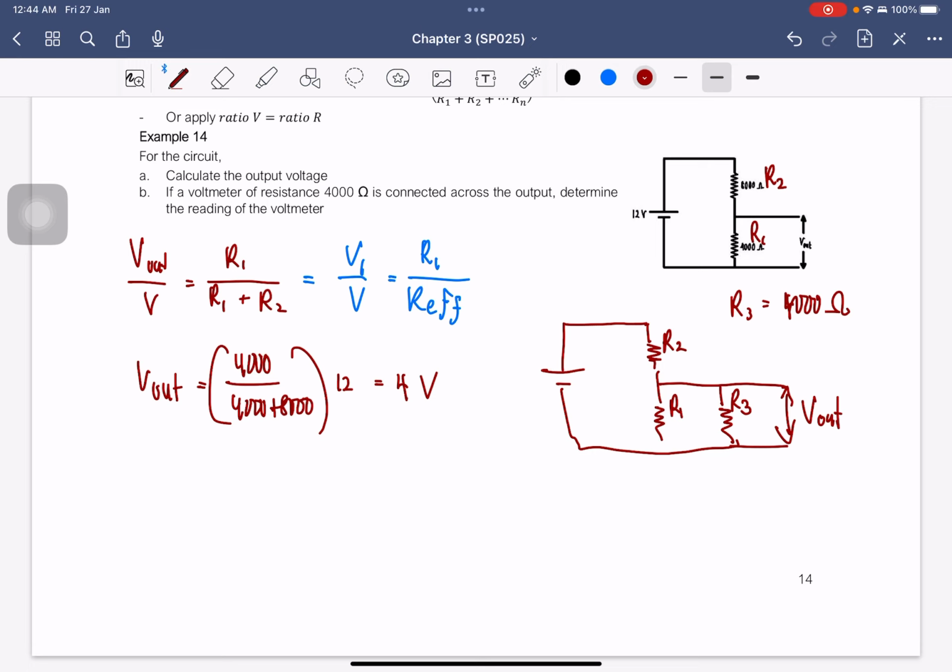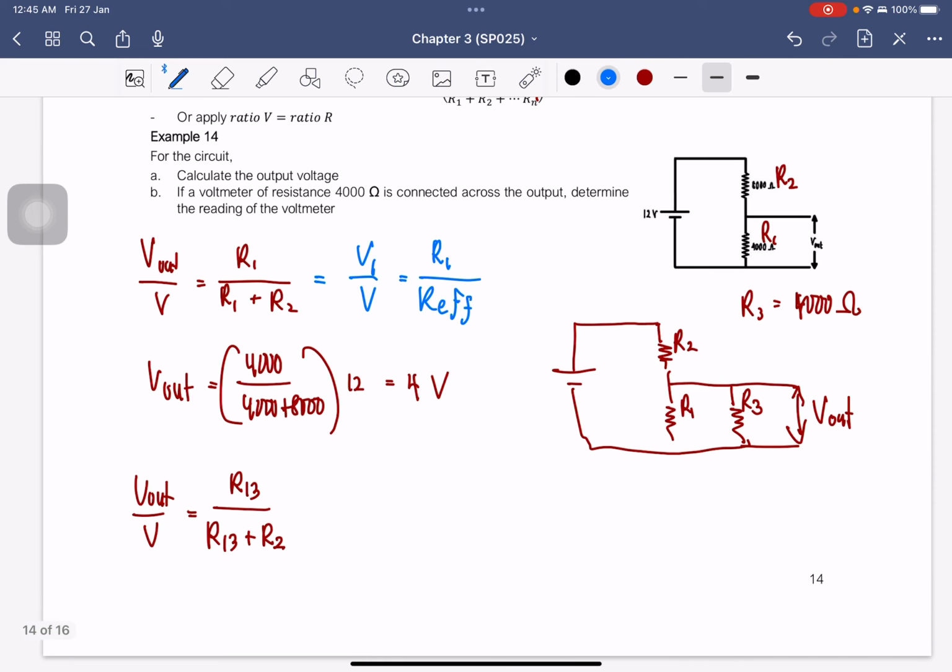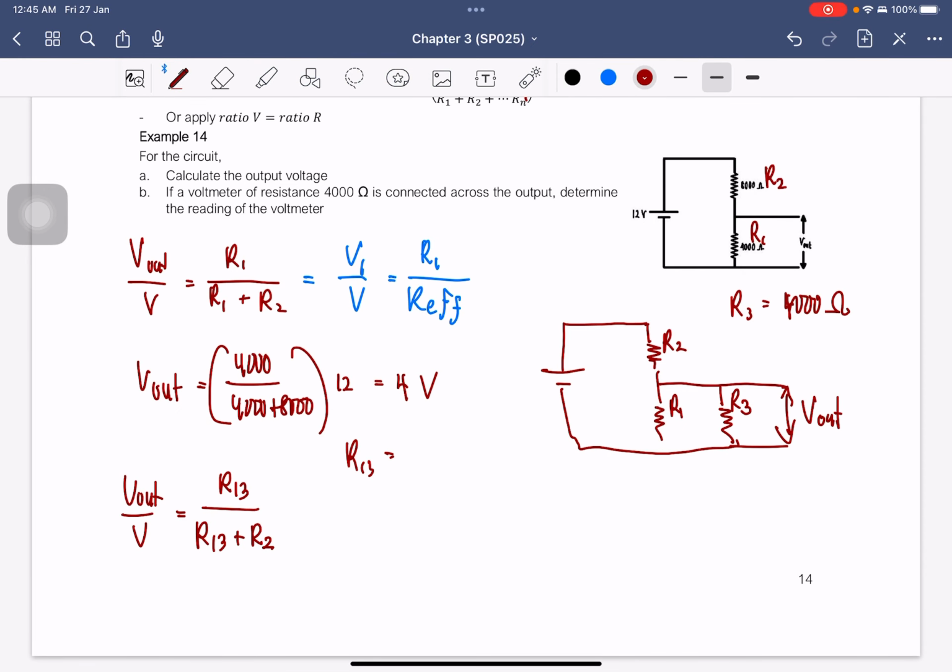Okay, so the same way, what we do is we take the ratio of the output over the supply voltage equal to the one that we are looking for, which is across these two resistors here. These two resistors are connected in parallel. So I'm just going to write R13 over R13 plus R2. Okay, so this is basically what the equation will be. So what is R13? R13 is basically the effective resistance of these two. Since they are connected in parallel, it will be equal to this value here.